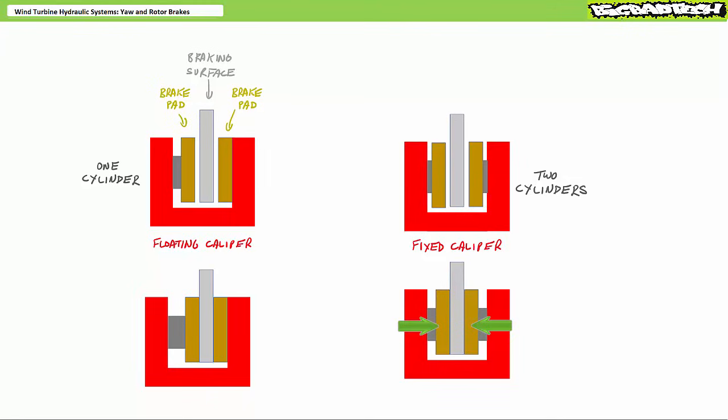Now keep in mind the choice of caliper, fixed or floating, does not influence the choice of the cylinder housed within. Either mounting method could easily accommodate a spring-extended, hydraulically retracted single-acting cylinder just as easily as it could its evil twin, a hydraulically extended, spring-retracted single-acting cylinder. Just to keep you on your toes, I'll make use of both types of calipers and both types of cylinders in the upcoming illustrated example.